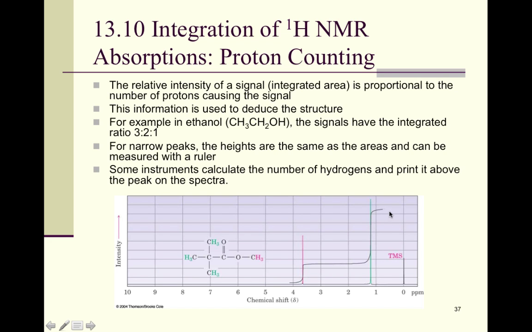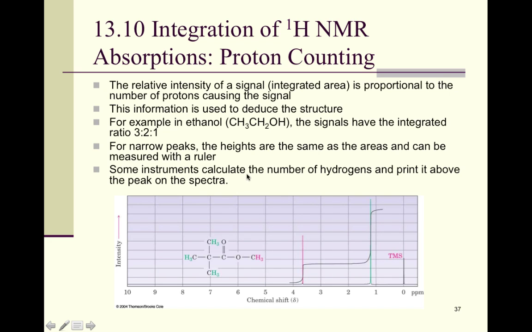So for example, when you have ethanol, the signals are integrated 3 to 2 to 1. Take a look at our structure. We have 3 hydrogens, 2 hydrogens, and 1. Now, this isn't the spectra for ethanol down here. This is just showing you an example ratio. For narrow peaks, the heights are the same as the areas and can be measured with a ruler.